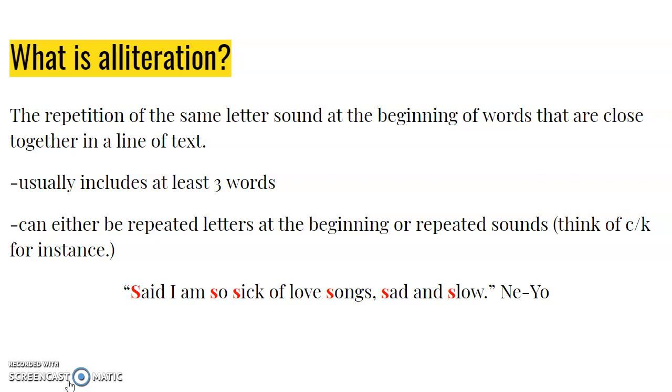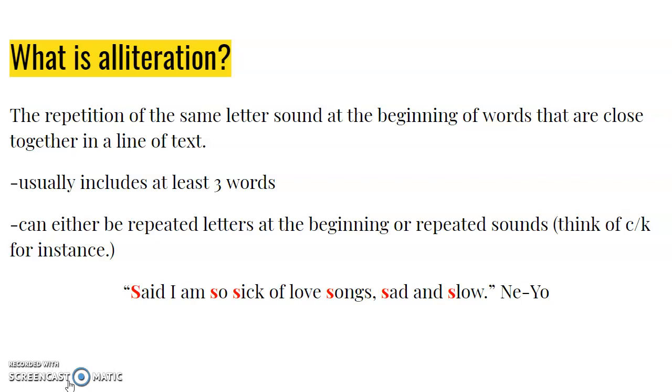line of text. Usually we're going to be looking at a repetition of at least 3 words. And those sounds can either be repeated letters at the beginning or repeated sounds. So if you think of words that start with a C and a K that both start with the same sound, those are still going to be considered alliteration even though they have different letters.